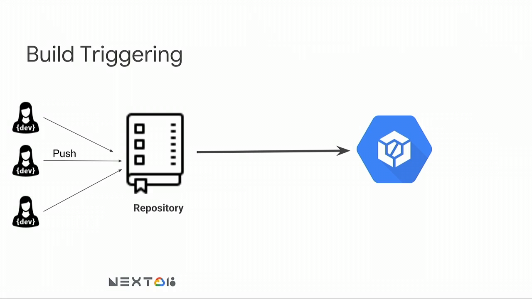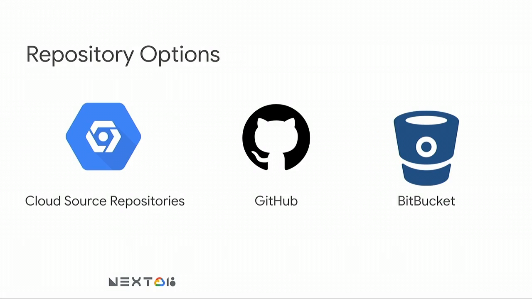And then we're going to trigger a Cloud Build process. And these are the repositories currently supported by Cloud Build. You can use Google Cloud Source Repo, which I'm using here, GitHub, or Bitbucket.